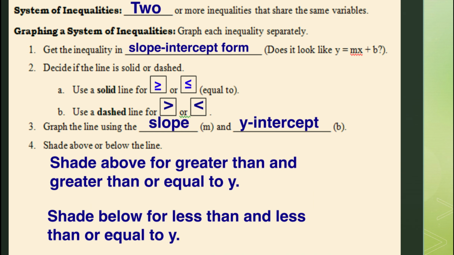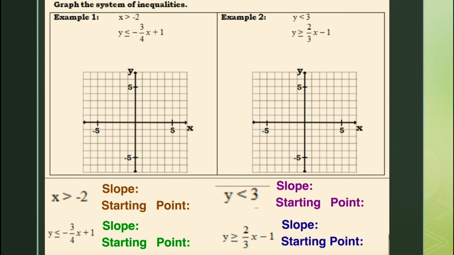Now remember previously I mentioned that you should isolate the y variable by itself. Once you isolate it by itself, if you have it on the left-hand side, then you'll be able to determine easier if you're going to shade above or shade below. Okay, but that's the basic steps there. So let's put that into practice with two examples here.